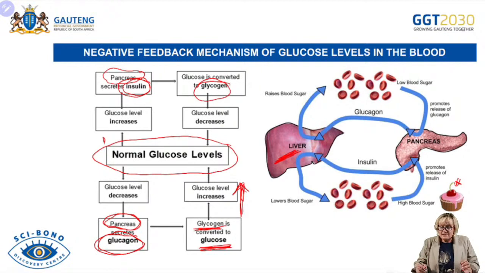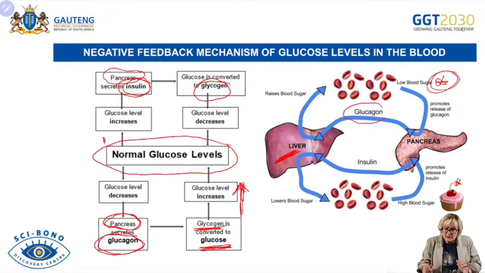And then the opposite, if your blood sugar levels are low, all right, you haven't eaten, can you see there's nothing here, nothing has been eaten, the pancreas will detect if the blood sugar levels are too low, and then it will release the other hormone, glucagon. All right, spelling important. What does glucagon do? Glucagon stimulates the conversion back of glycogen to glucose, and then the blood sugar level will rise.